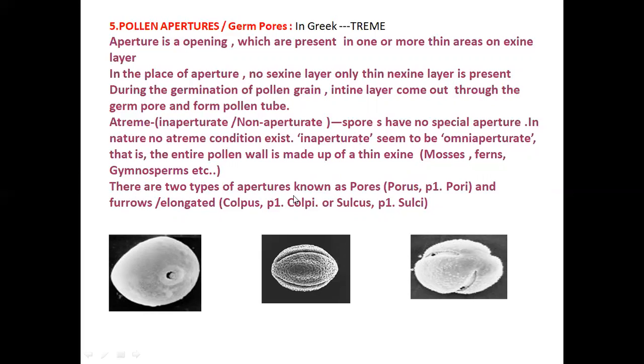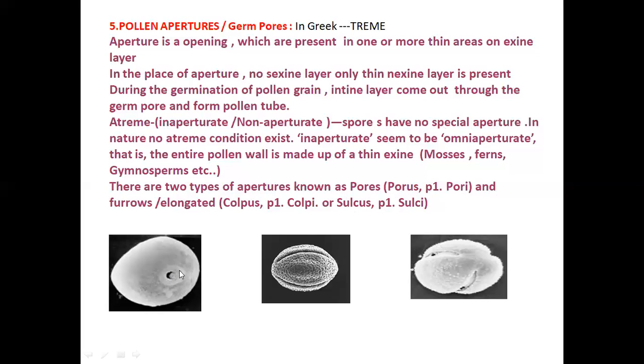There are two types of apertures. Pores are known as porus, plural pori, and the furrows, which are elongated, are known as colpus, plural colpi. See here, a small pore-like structure is there. That is one kind of aperture. But when the aperture is elongated as a furrow structure, that is called colpus.